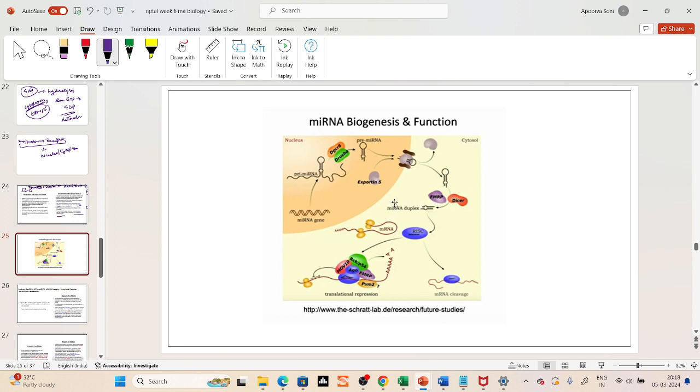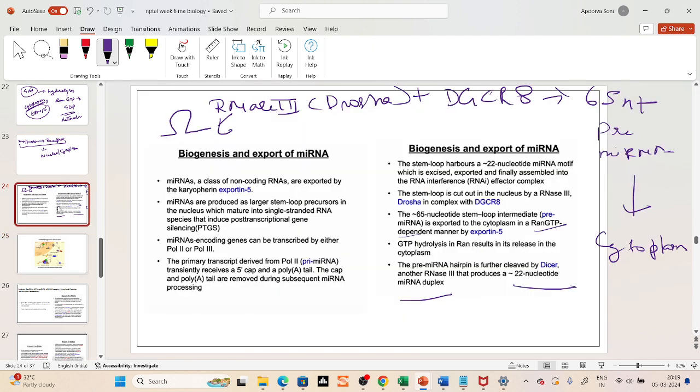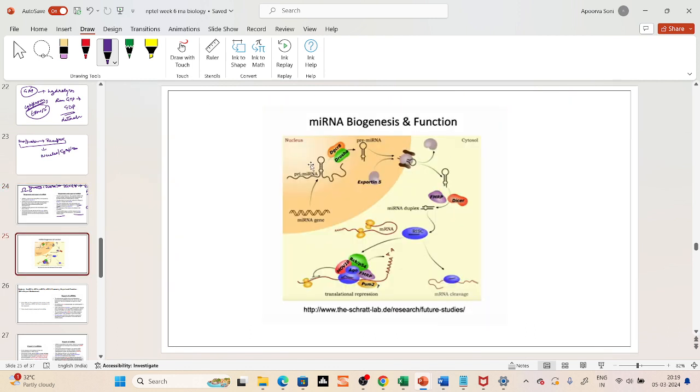Now this miRNA duplex will go to the RISC complex. In the RISC complex, it will perform its function. Either it will repress translation or it will cleave the mRNA so it cannot proceed for translation. So this is how miRNA is formed, exported and functions. So basically you should understand that there are two kinds of RNase 3 which are acting.